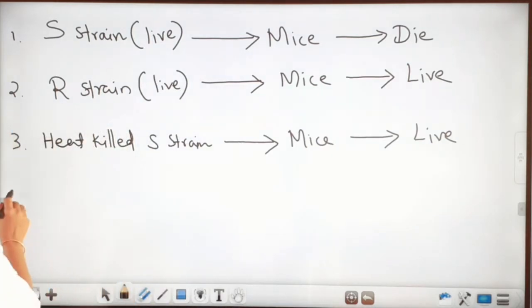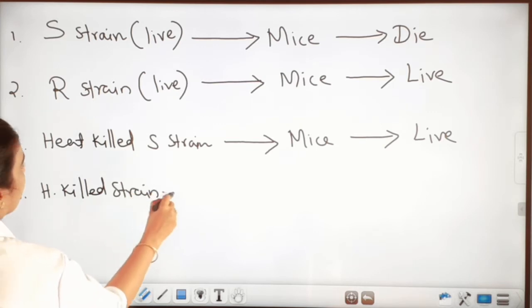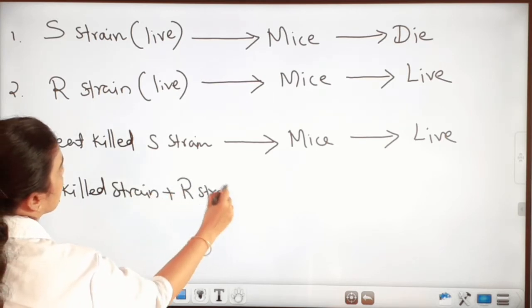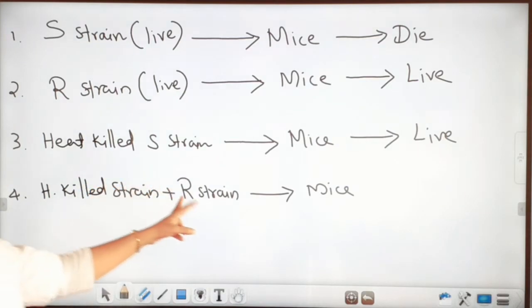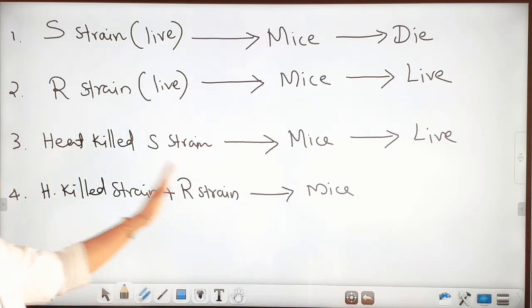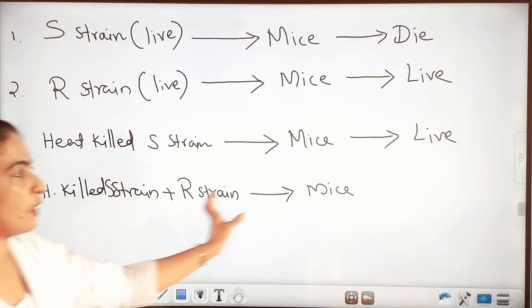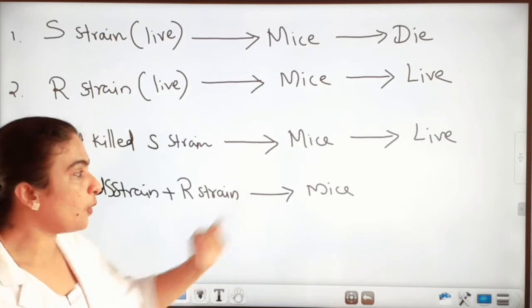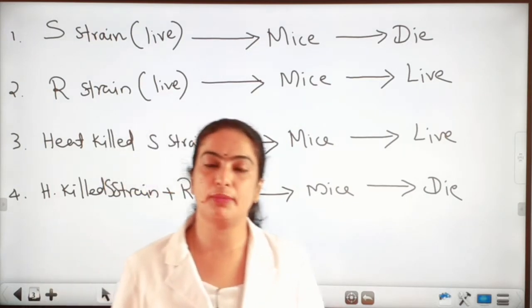And in the fourth step, he mixed the heat-killed S strain with R strain and then injected into the mice. Most probably when the R strain is injected, there is no symptom of pneumonia because it is avirulent. And like that, heat-killed S strain also avirulent. So there is no chance of pneumonia in this case. But you observe that the mice die due to unexpected symptom of pneumonia.